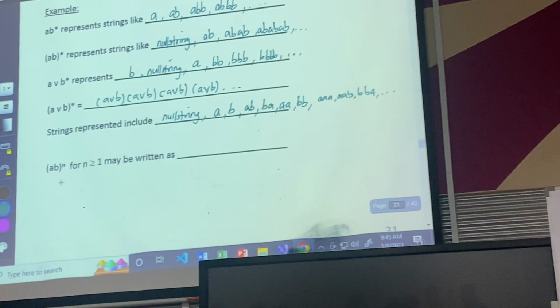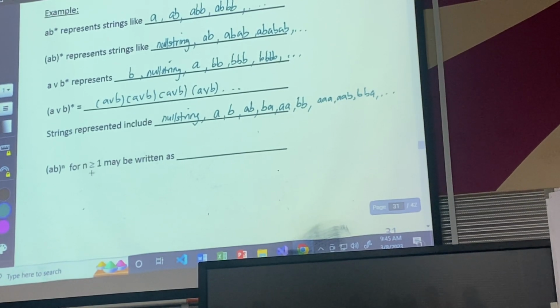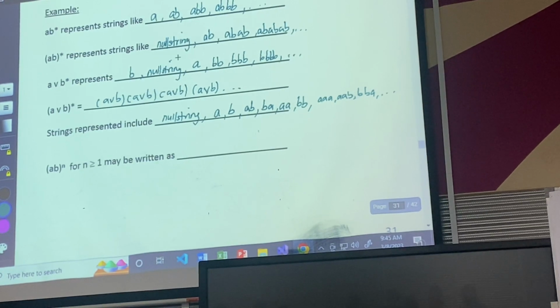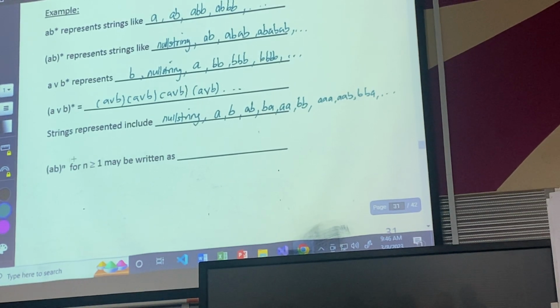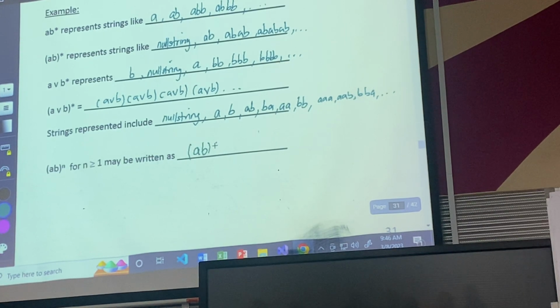And the last one, (AB) power n, for n more than or equal to 1, how do we write this? The string, of course, can be AB, because if n starts from 1, the shortest string will be AB. So you can have AB, ABAB, ABABAB, and so on. Another way, if we don't write the n, we write the asterisk, then it can be (AB) asterisk.